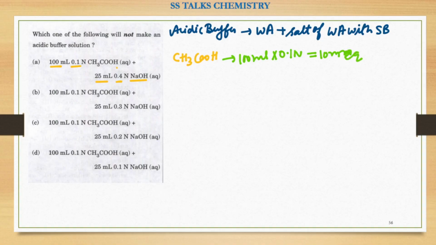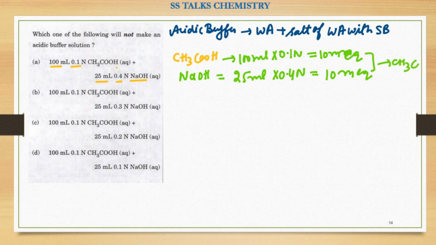And for the NaOH, how much amount are we having? That is given as 25 ml and 0.4 normal. So how many milliequivalents will you have? Here also you will have 10 milliequivalents only. So both of them are in equal amounts, so both will react completely, forming sodium acetate, which will have 10 milliequivalents.